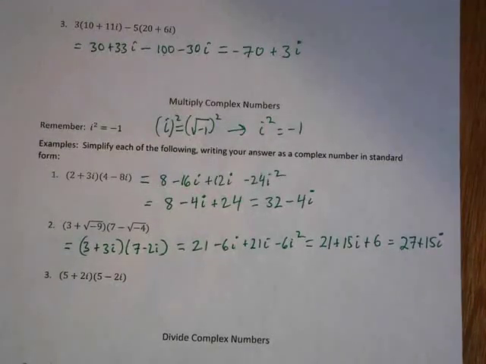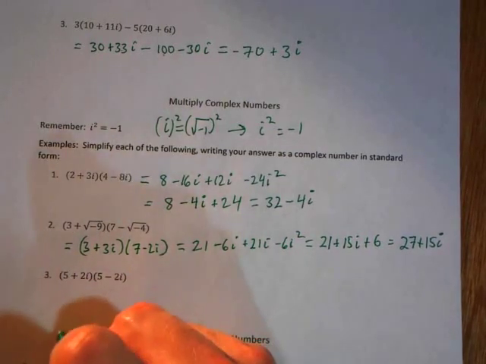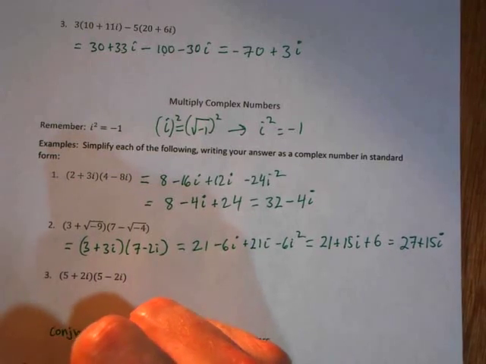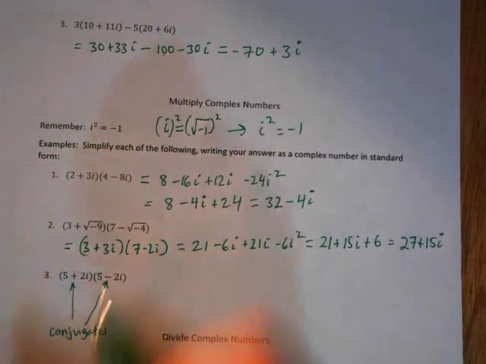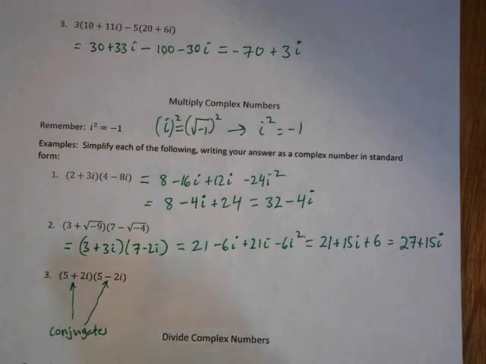All right, and then number 3. Notice what we have in number 3. We have a name for this. We used this word before. These are called conjugates. Conjugates happen when you have almost the exact same thing, except one has a plus and one has a minus.